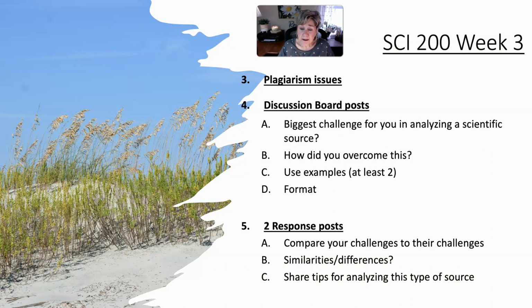So anyway, use particular examples. Use at least 2. And make sure you use the correct format for any of your discussion board postings. Read those instructions. I can't emphasize that enough to you, those guidelines, right? Your 2 response posts, you're going to talk to your peers about the challenges that they said that they faced, and you're going to say whether you had those same challenges or you had different ones from them. And share tips for analyzing any type of source or doing any of these searches. Share tips with us. We can all learn from each other doing this. Okay?